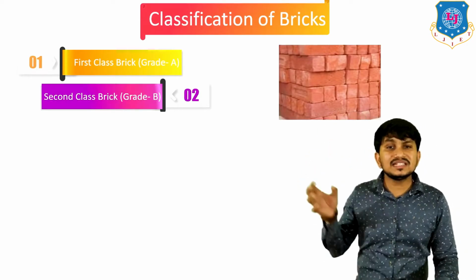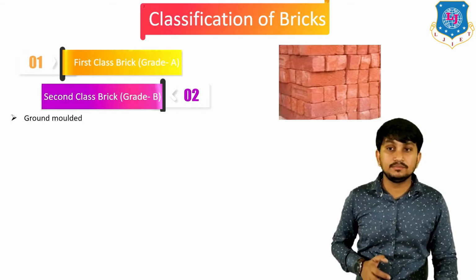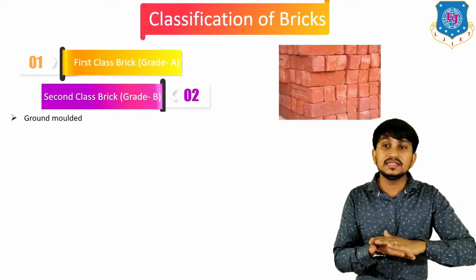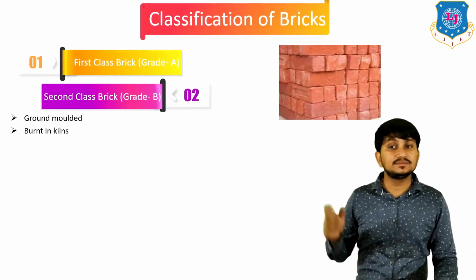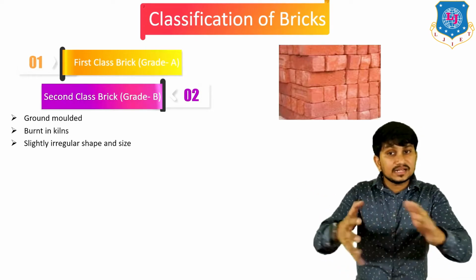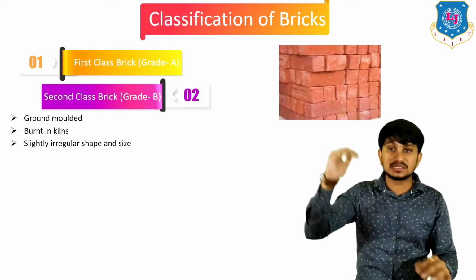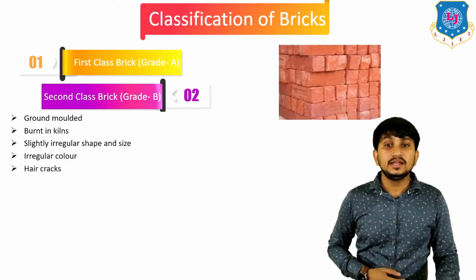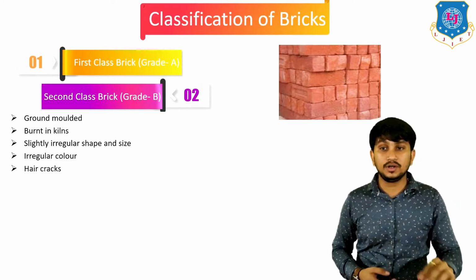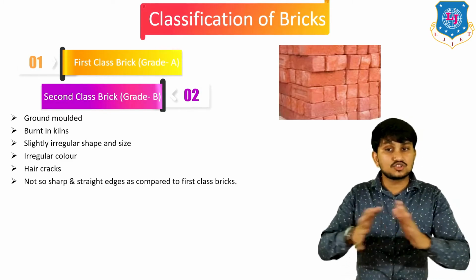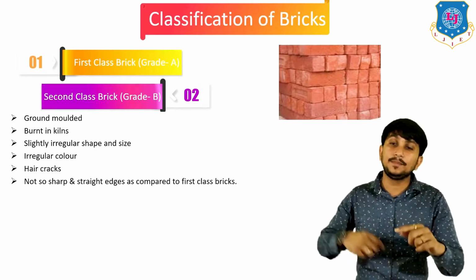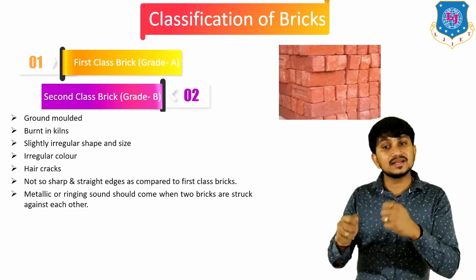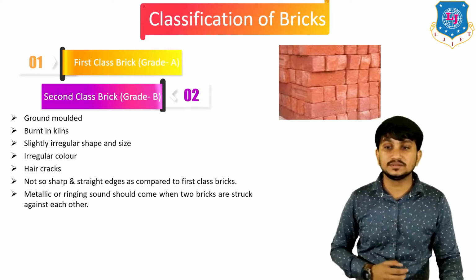This type of brick is ground molded bricks. Because molding occurs on the ground, the finishing is very rough. It is burnt in kilns, slightly irregular in shape and size compared to first class brick. It has irregular color. It has some hair cracks on it. Not so sharp and straight edges as compared to first class bricks. It also creates metallic ringing sound when two bricks are struck together.